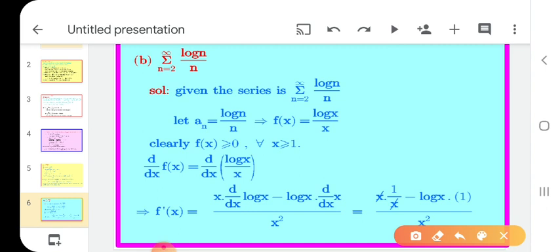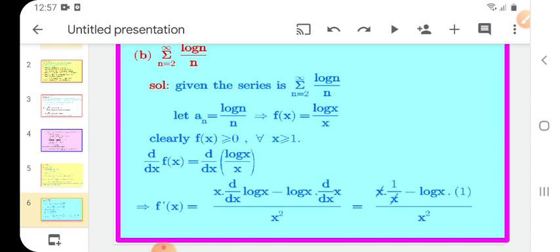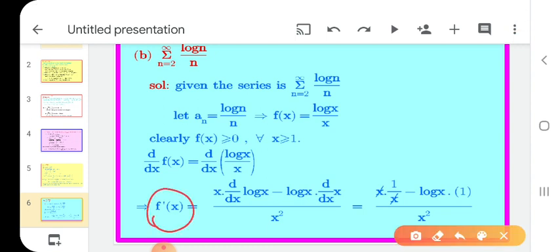Second one is whether the given series is decreasing or increasing. For finding whether the given series is decreasing or not, first I find the f dash x value. F of x is log x by x. Already we learnt this in BSc first year, first sem, the same problem we already did.